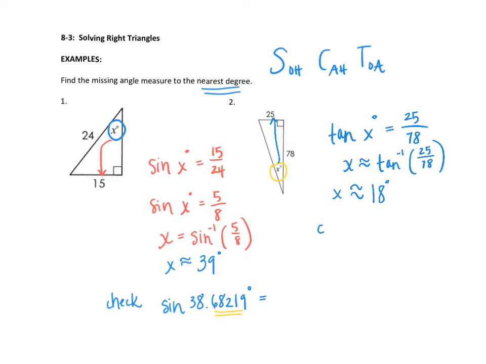But remember, when you check, I would type in as many digits as you have, honestly. So you have the tangent of 17.77132 degrees when you go to check it.